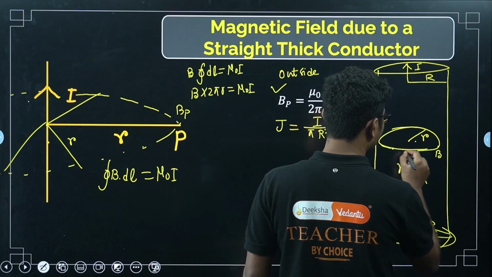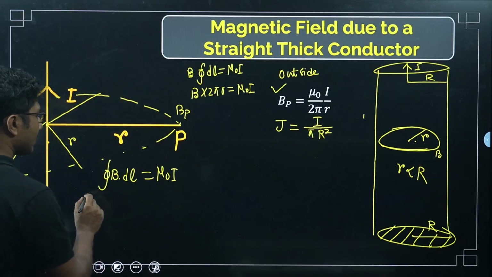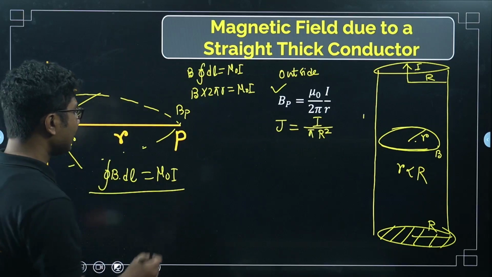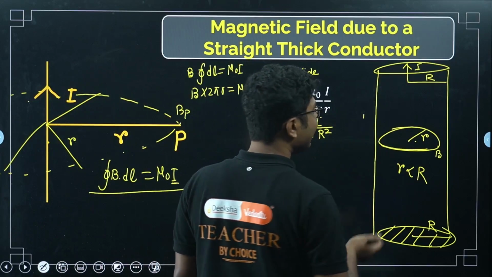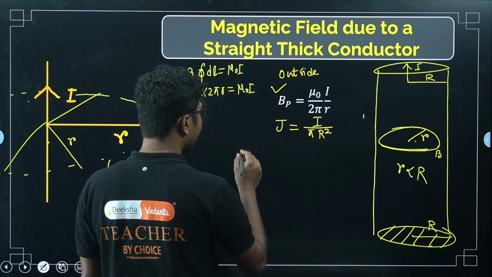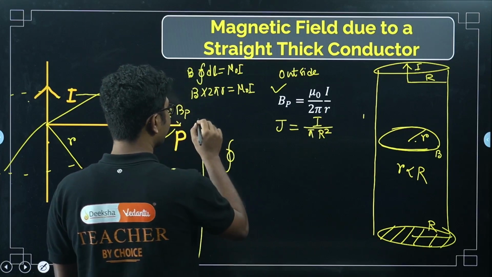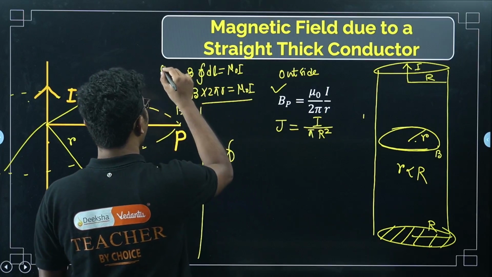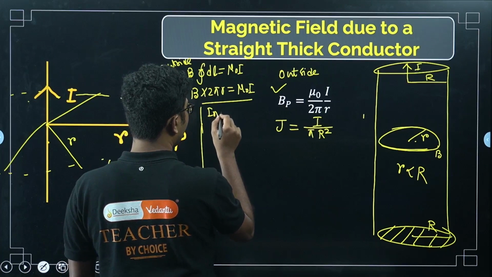Magnetic field here. Now what will we do? To find the magnetic field, the starting equation is obviously the same. The only thing here is that this I is no longer the total I, but the reduced I. So what is the value of reduced I? First of all, let me write the equation for outside. Now this is for inside.